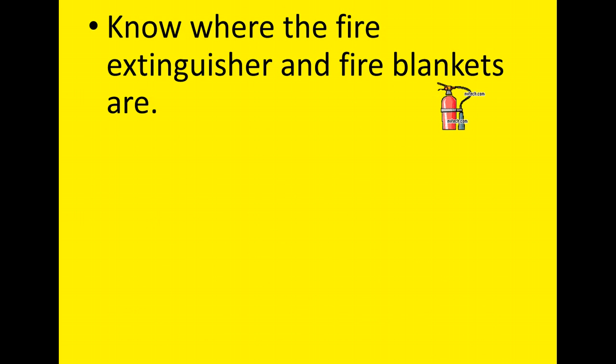Know where the fire extinguisher and the fire blankets are. The fire extinguisher is located just inside the door on the right-hand side, and the fire blankets are in the back by the pencil sharpeners. I'll be showing you a video later on where these things are in the classroom.